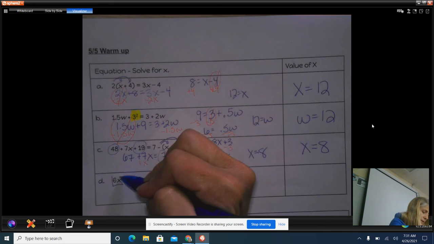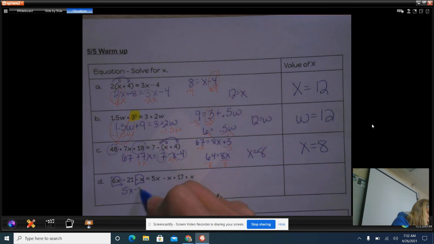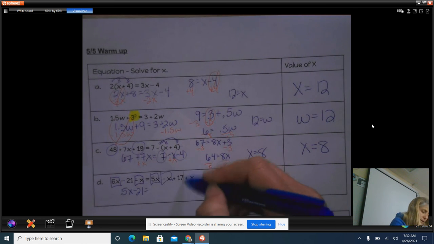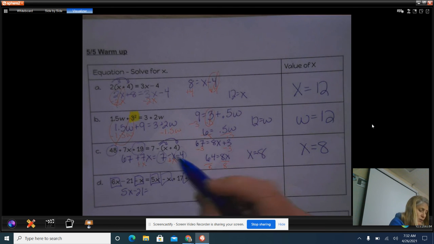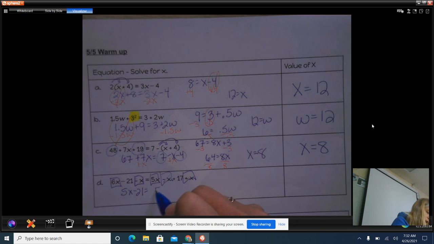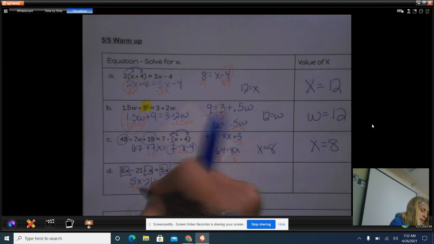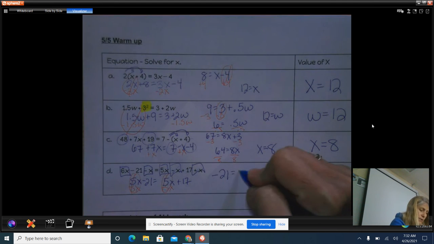Okay, we have a lot of combining like terms to happen over here. So on the left, I have a 6x minus x, which leaves me with 5x minus 21. On this side, I have 5x minus x plus x. So 5x minus x is 4x, 4x plus x is 5x. So we're back with our 5x plus 17. We're going to go ahead and subtract 5x from both sides. And we have negative 21 is equal to 17.